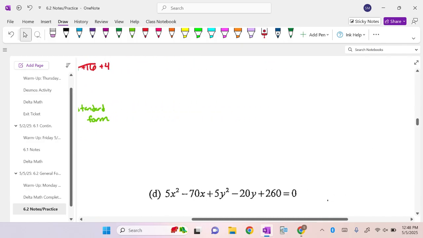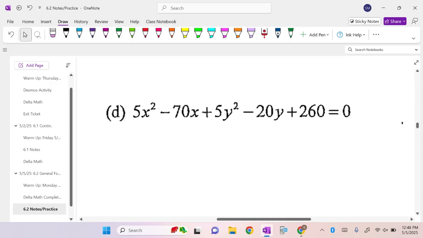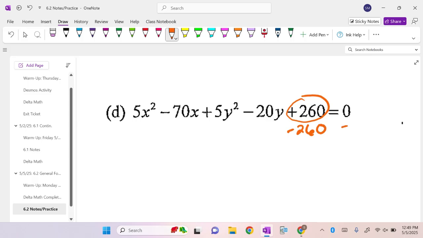Let's do letter D. So letter D looks disgusting, but we're going to do it anyway, and it's actually easier than it looks. First things first. On the left side of the equation, do I have any number that is completely by itself, meaning it's not connected to an X or a Y? Yes. What number? 260 right here. So what's the very first thing I need to do? Subtract 260 from both sides.